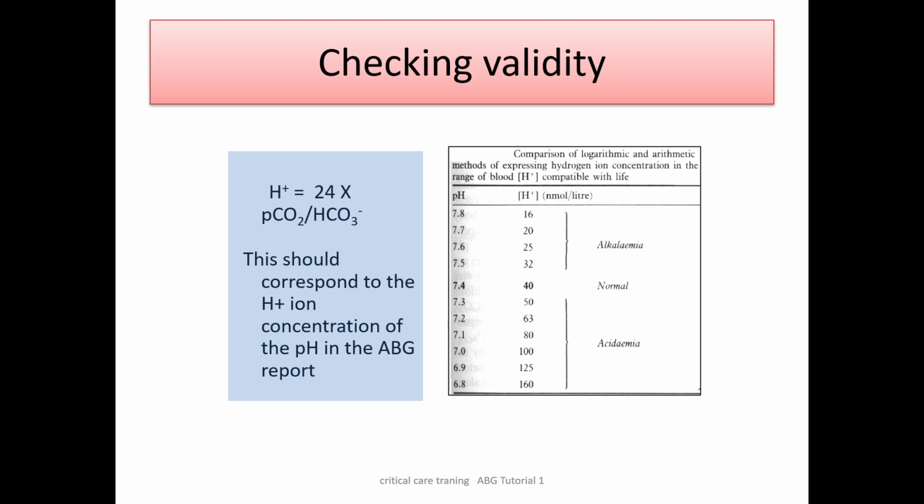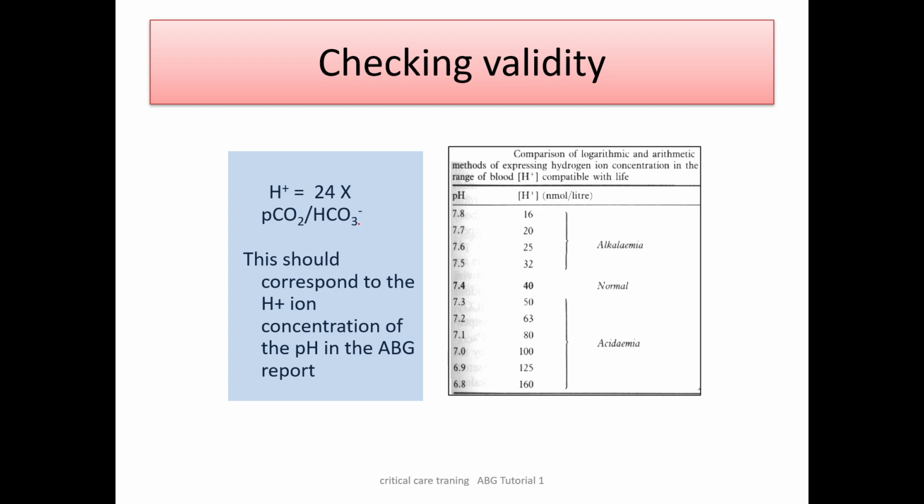So the first step is checking the validity. Most ABGs are valid, but if the values are not matching what you are clinically expecting, it's worth checking for validity. As we discussed last time, sampling error, excessive bubbling, or delayed processing may cause certain changes, and this can be caught by checking the validity. So how do you check the validity? You can calculate the hydrogen ion concentration by the formula 24 multiplied by the PCO2 in the ABG, divided by the bicarbonate in the ABG.